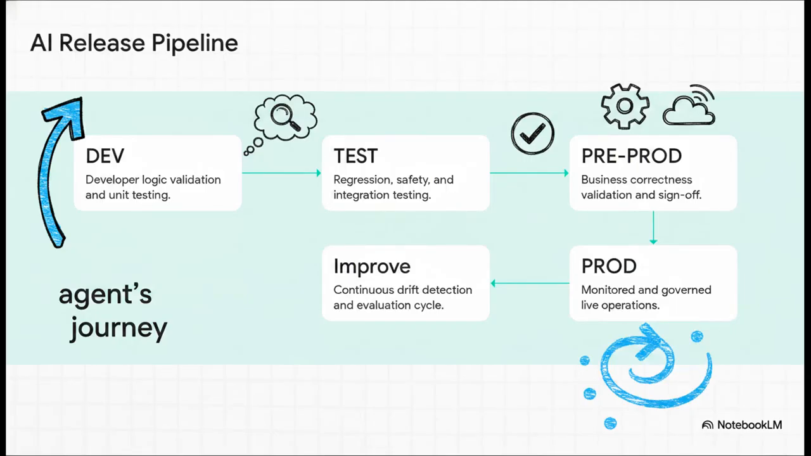Now we map out our fifth and final architecture, the AI release pipeline. This traces an agent's journey through dev, test, pre-prod, prod, and crucially, the improve stage. Passing the AB100 exam requires understanding that hitting prod isn't the finish line. Actually, scratch that. It's more like the starting line for operations. An AI agent's job isn't magically done just because it's successfully deployed to live users.